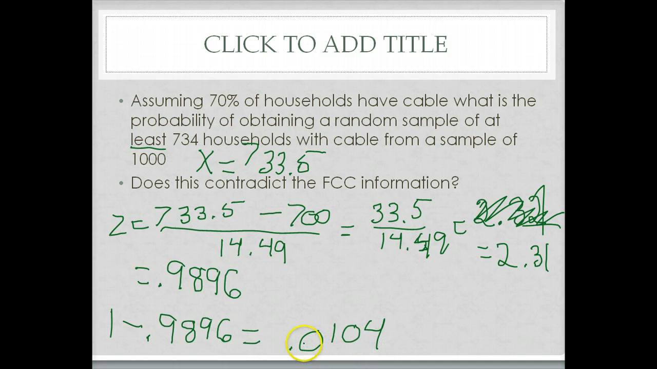So I have about a 1% chance of finding 734 households or more with cable. So this is telling me that I have about a 1% chance of finding that. That means that 734 households will have cable or more if the true proportion is 0.7. So it's kind of a dichotomy here. We're saying that it's 70%, but then we're saying that it's greater than 70. Okay?